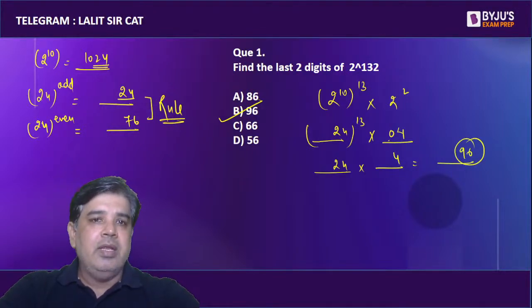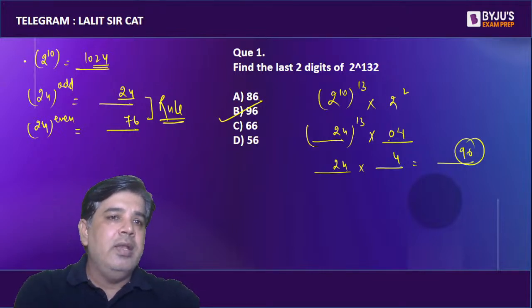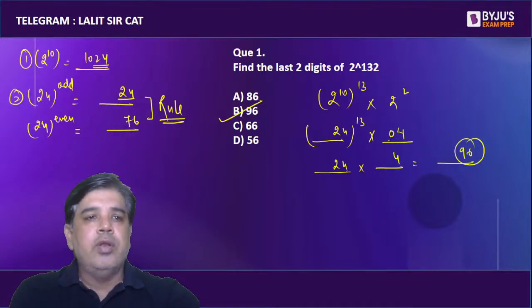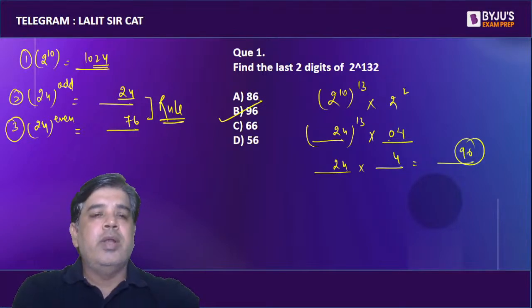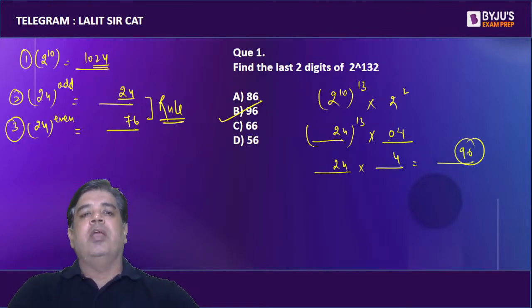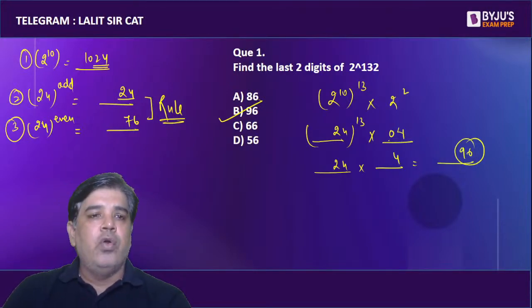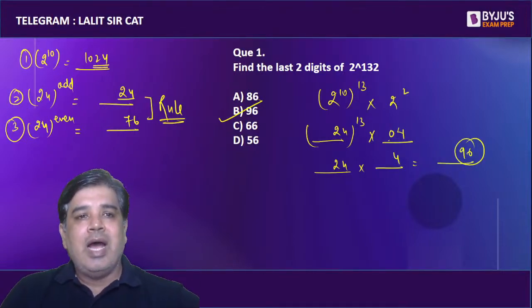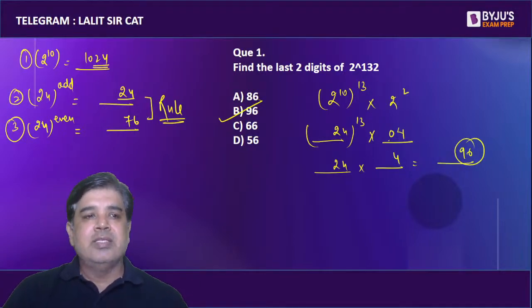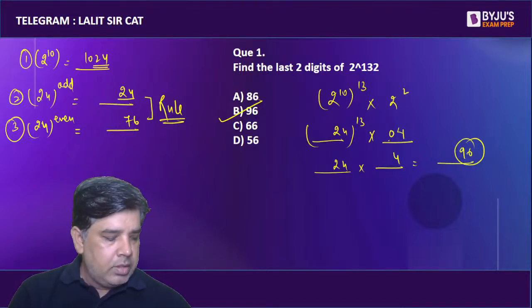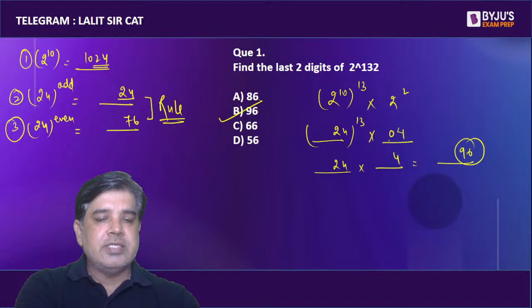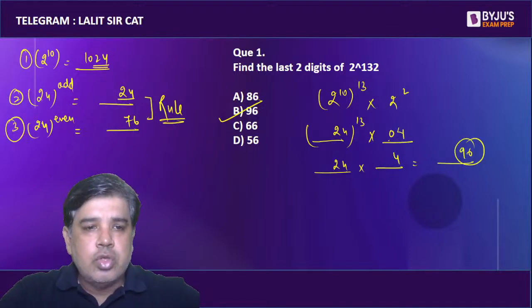So simple, right? We just have to learn these simple rules. One, 2 raised to power 10 ends with 24. Second, 24 raised to power any odd power gives last two digits 24, and 24 raised to power any even power gives last two digits 76. So the rule is quite simple. Let's move ahead with the next question.